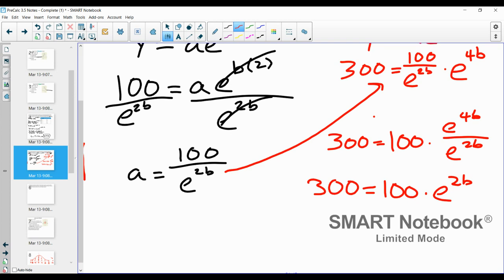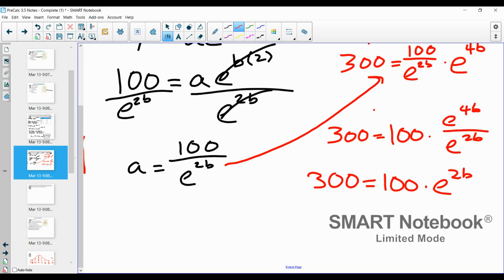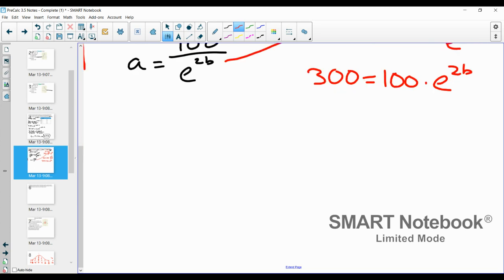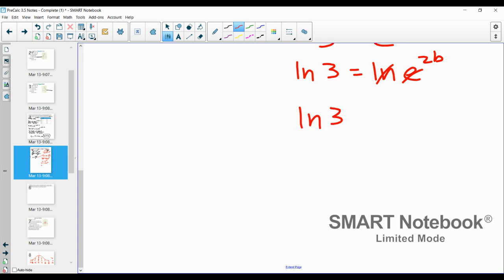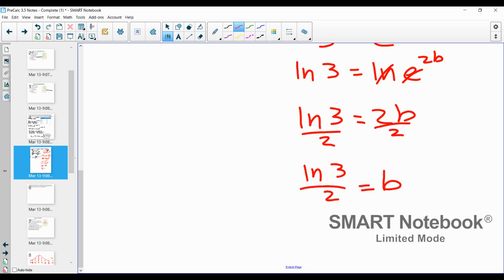All right, from here we can keep going now, and we can actually solve this for b. And so I am going to just keep moving down this line. I'm going to divide both sides by 100 here. I end up having 3 equals e to the 2b. To bring down the 2b and to get rid of the e, I got to take the ln of both sides, the natural log of both sides. This is going to cancel here. I'm going to be left with the ln of 3 equals 2b. Dividing by 2, I have my answer for b. ln of 3 divided by 2 equals b.